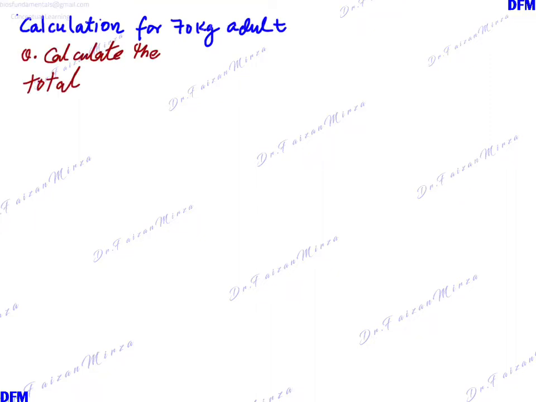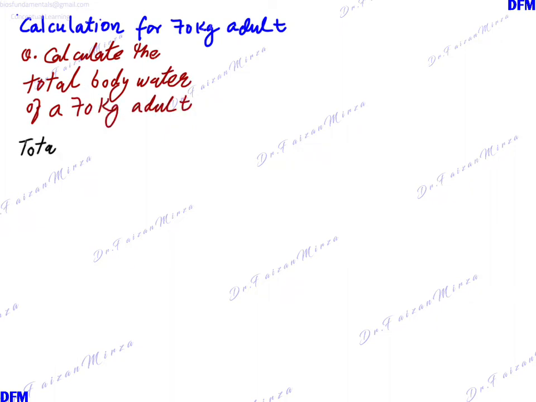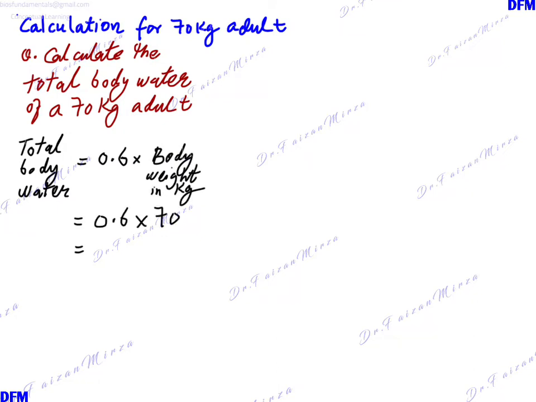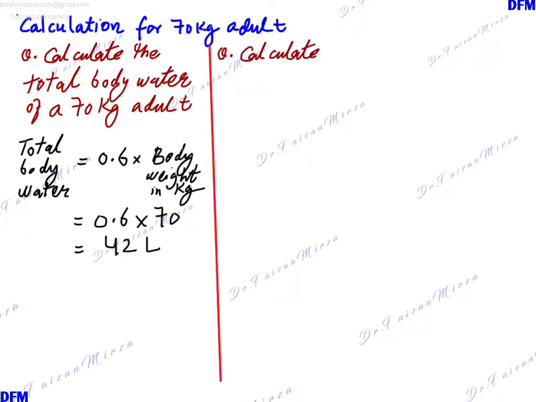So let's suppose we are to calculate the total volume of body water and the respective amounts present in each compartment in a 70 kg adult. The total body water of a 70 kg adult would be 0.6 multiplied by the body weight in kg. So this comes out to be 42 liters.